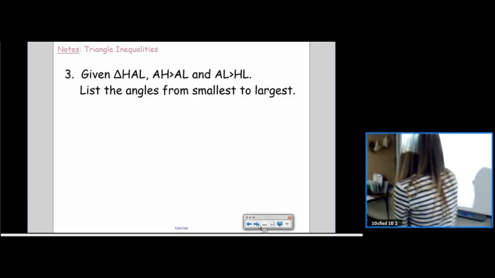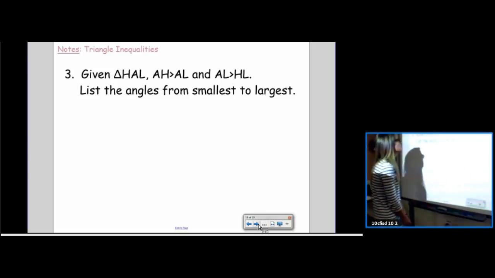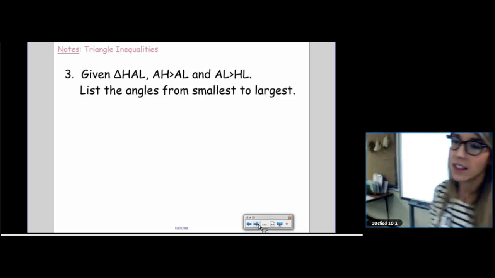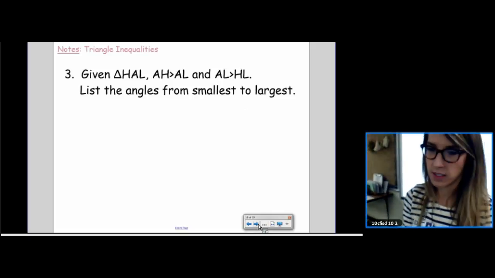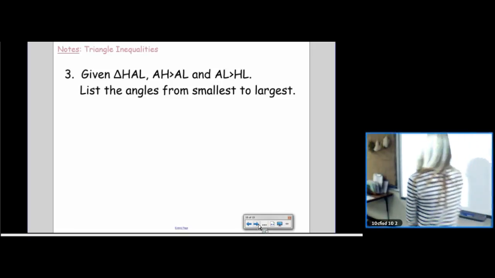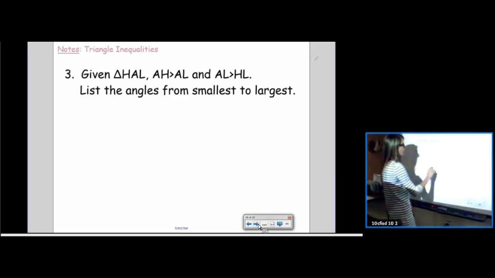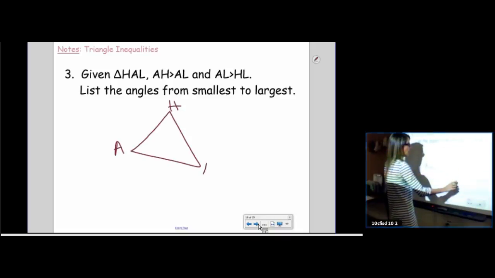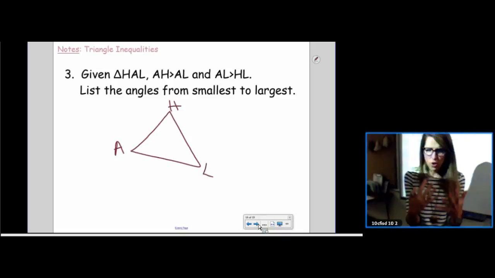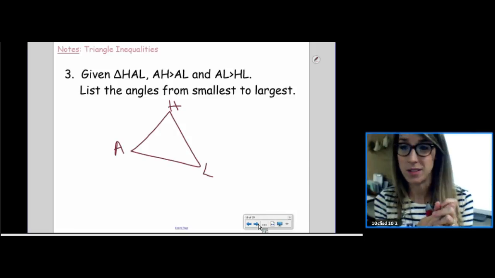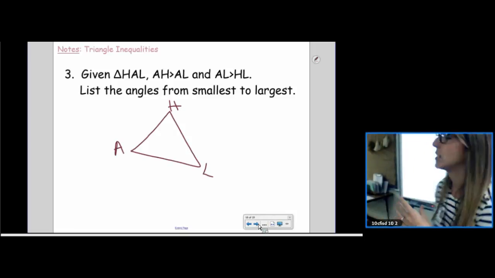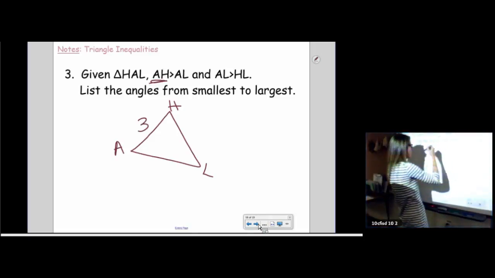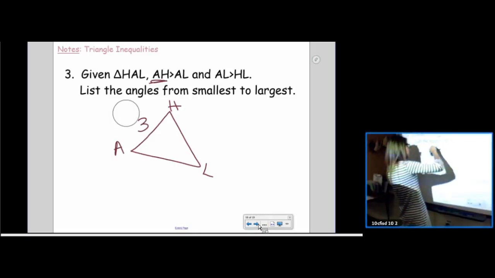Given triangle HAL, AH is greater than AL and AL is greater than HL. List the angles from smallest to largest. Once again, we want to draw ourselves a diagram. A, H, L. When I'm not given like concrete evidence, I like to make up numbers. Let's just make up a number for that first side. AH. It'll be 3. Well, it might need to be bigger than that because it's the greater one.